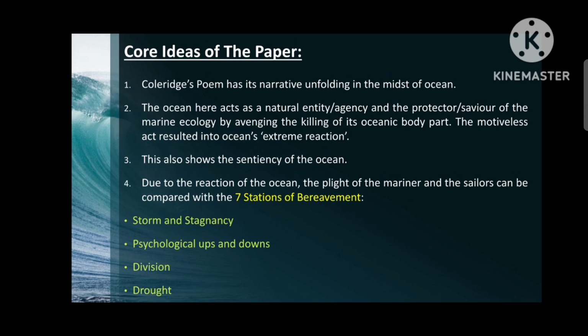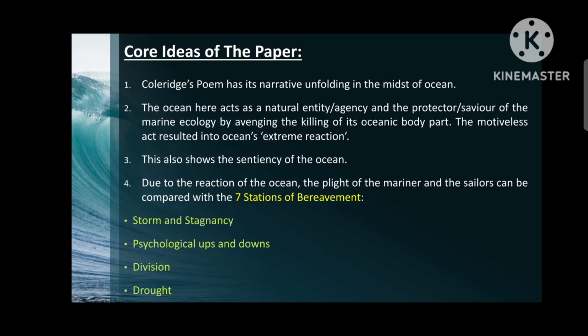So at the cost of one man's act, because of the act of killing the albatross, the ocean divides the ancient mariner, who is the protagonist of this narrative, and the 200 sailors from him. There is a kind of division between these two groups, right? And the fourth and interesting point is drought. Now they are surrounded by waters, but yet they are facing drought.